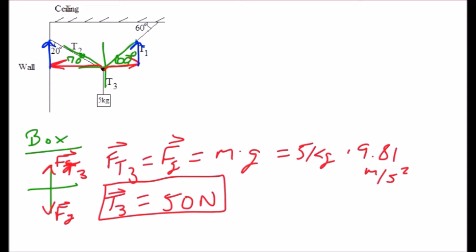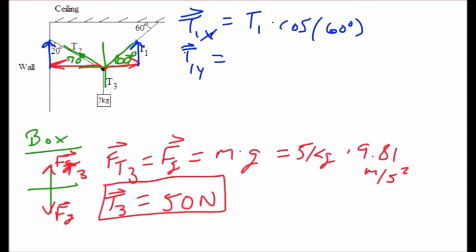Now, let's go ahead and do our decomposition. So I want to know T1x. All right. What do we use with the x? Mark? Cosine. Very good. So T1x is going to be equal to T1 times the cosine of what? 60. Very good. We don't know T1. That's something we're trying to figure out. That's a variable. So T1y is going to be equal to what? Very good. T1 times the sine of 60 degrees.